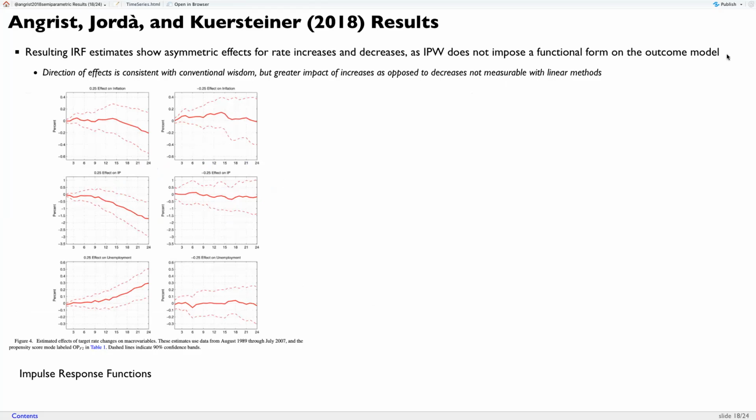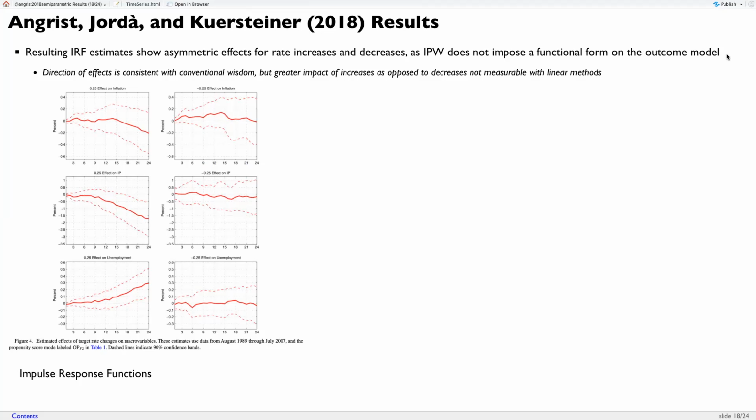They find asymmetric effects for rate increases and decreases, which you can get from IPW and not from linear estimators, which impose a functional form in the outcome model. And so the direction of effects is consistent with conventional wisdom, but for the asymmetry, they find that rate hikes have stronger effects on output, inflation, and so on than rate cuts.